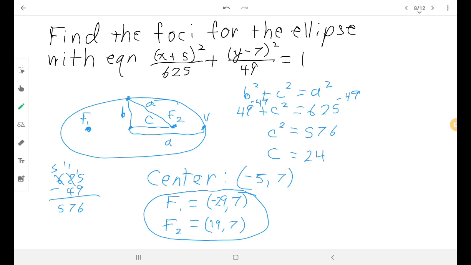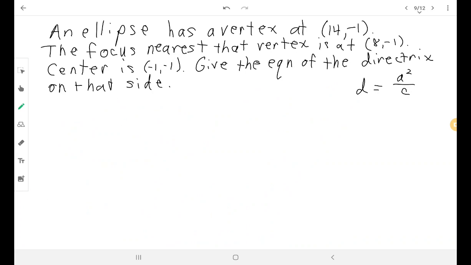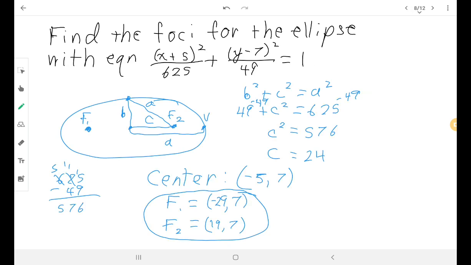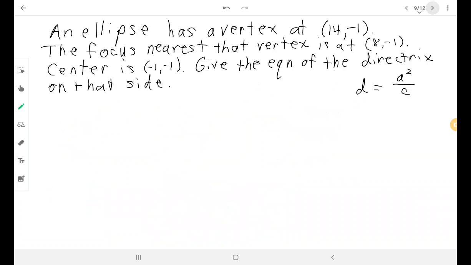I'll pause for a moment, let you look at this, see if there are questions. And if not, we will move on. Let me let you look at it just for another moment. All right, there being no questions, let's talk about an ellipse that has a vertex at 14, -1.